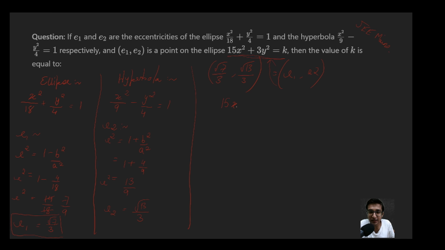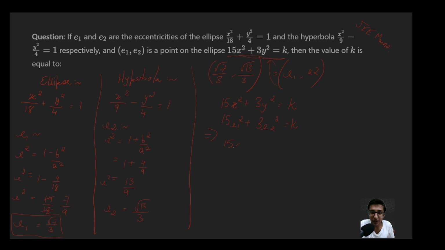That means 15x square plus 3y square is equal to k. This point lies on this ellipse. That means 15 e1 square plus 3 e2 square would be equal to k. This equation would be satisfied, and from here we can get the value of k. So let us solve this.